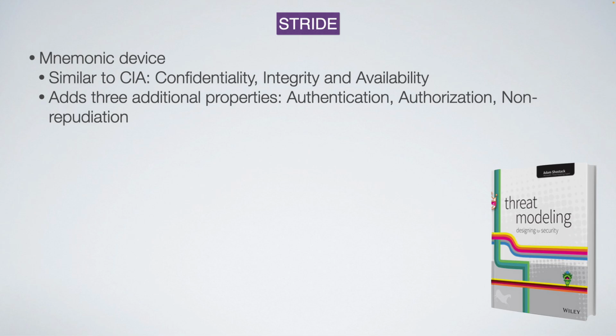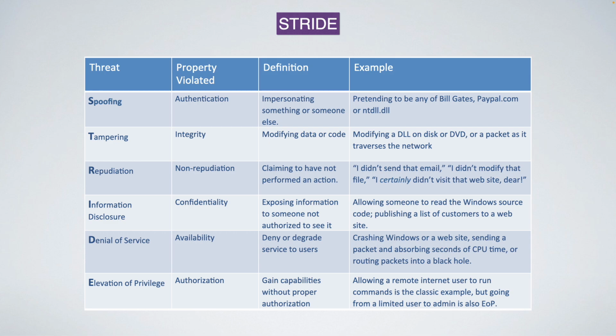So you could add authentication, authorization, non-repudiation. And so this is what STRIDE stands for. The S is for spoofing. So that's the attack. From the attack's perspective, it's a spoofing attack. And then there's the property that you would want if you were not vulnerable to that attack. So if I secure my system against spoofing attacks, then I would say I have authentication.